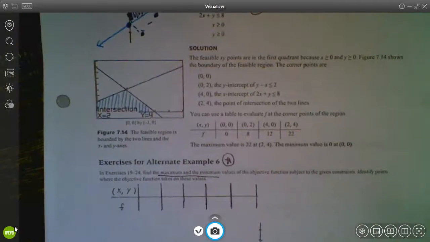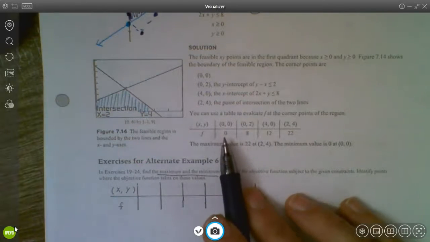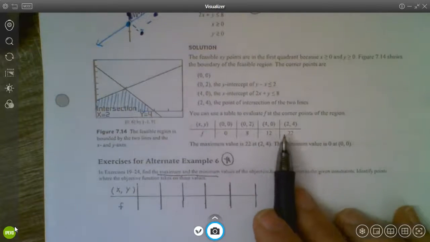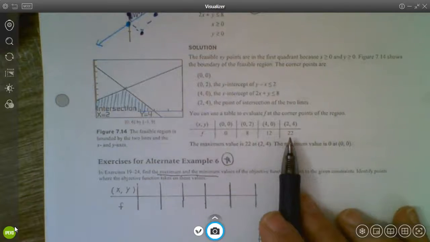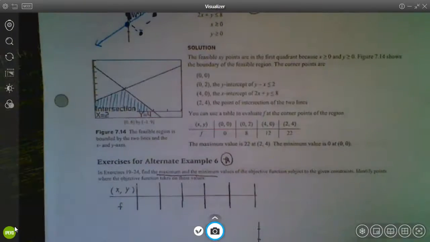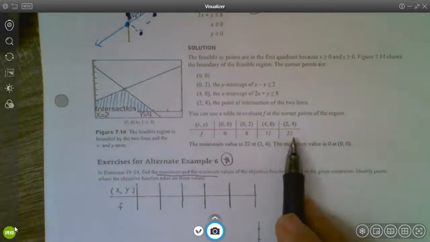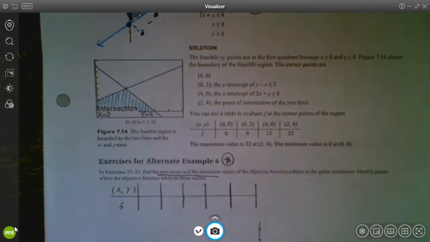So if you look at those corner points, you can see that the smallest result within those constraints was 0. That's the minimum. And the maximum was 22. That was the largest result, and that's the one that came out of this point right here. So we would identify this as our minimum and this is our maximum. So let's do one of those together here. We're going to walk through this so you can see how this should go.